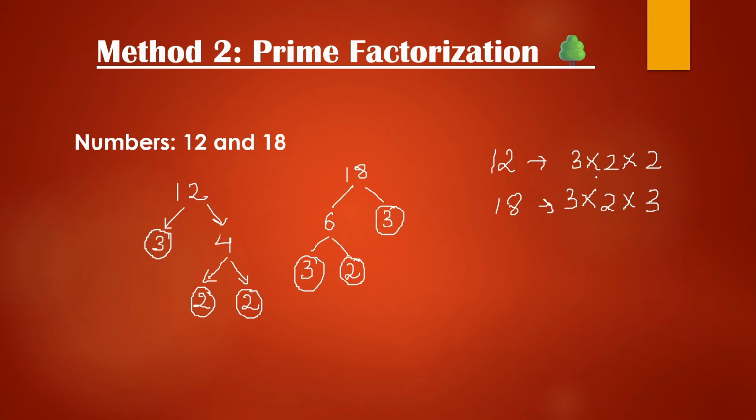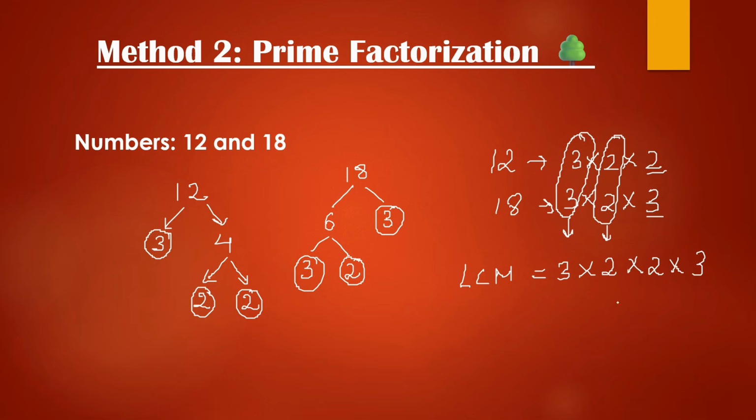Now, I'm going to group the common factors. For example, 3 and 3 are the common factor over here. 2 and 2 are the common factor. So these common factors will be considered as 1. So here the LCM is going to be 3 multiplied with this group, that is 2, and then multiplied with the individual numbers that are left unpaired. So that is 2 times 3. Now, if we multiply all of these numbers, that is 3 times 2 is 6, 6 times 2 is 12, and 12 times 3 is 36. So our LCM is going to be 36.